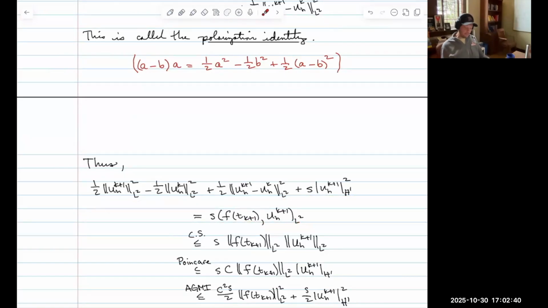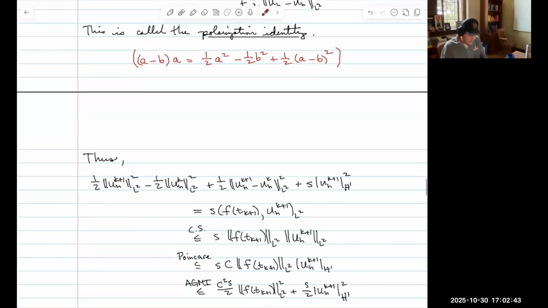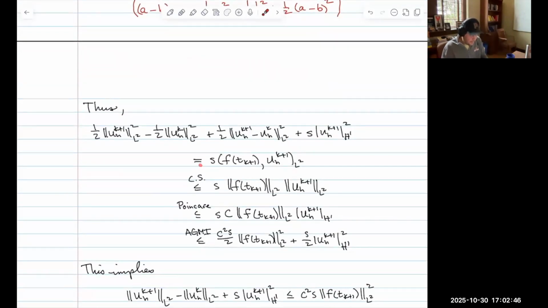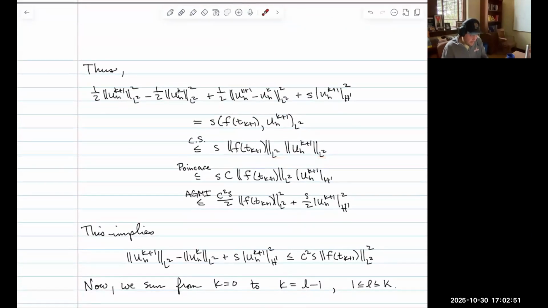Now the term on the right-hand side, we're going to treat the way we always do. We've done this many, many times. We do Cauchy-Schwarz first, Poincaré next. Why Poincaré? Because we're going to boost this to the U_h^{k+1} H1 semi-norm. Then we're going to use the arithmetic-geometric mean inequality because we want an S over 2 here, and here we don't care what we get. Before we just had a 1/2 here and a C squared over 1/2 here.